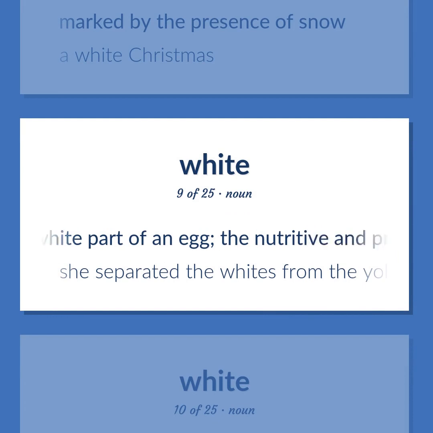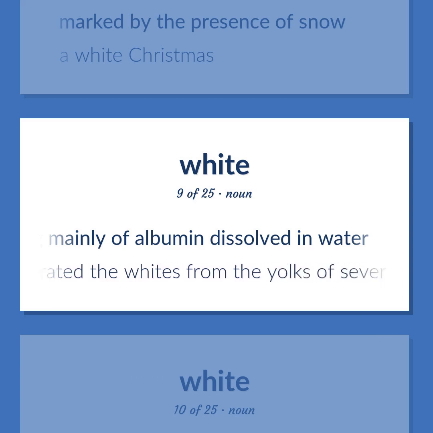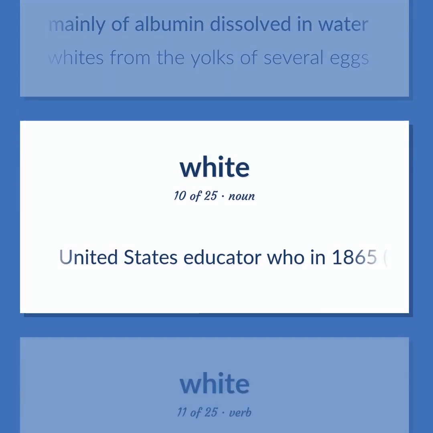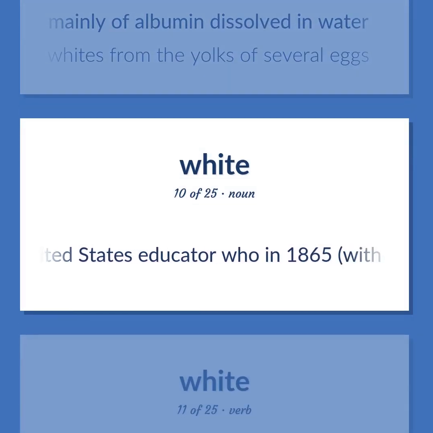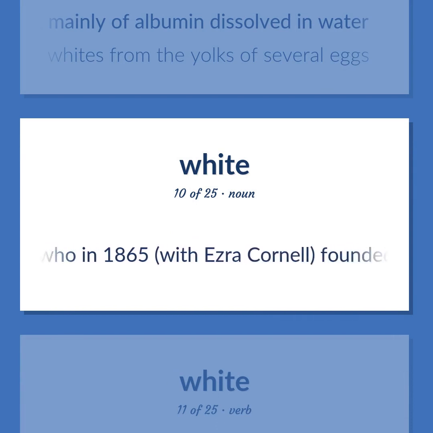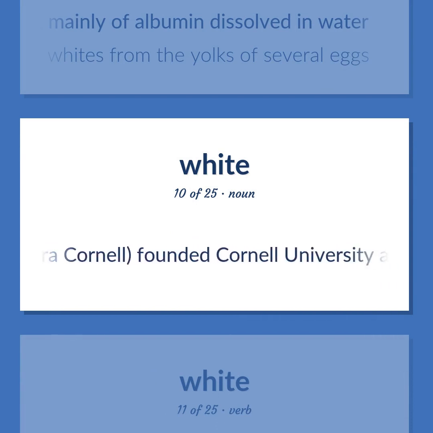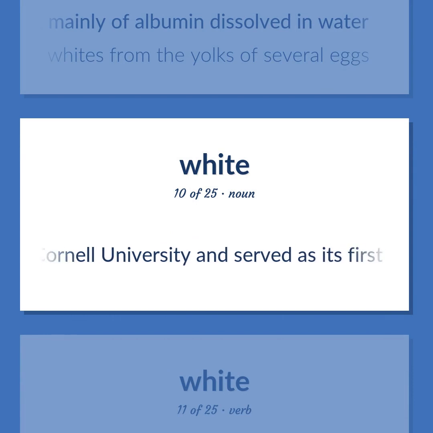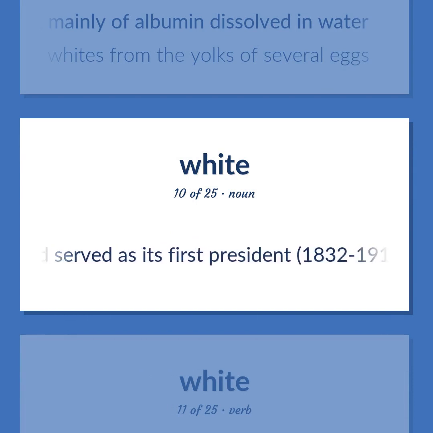The white part of an egg. The nutritive and protective gelatinous substance surrounding the yolk consisting mainly of albumin dissolved in water. She separated the whites from the yolks of several eggs. United States educator who in 1865, with Ezra Cornell, founded Cornell University and served as its first president, 1832 to 1918.